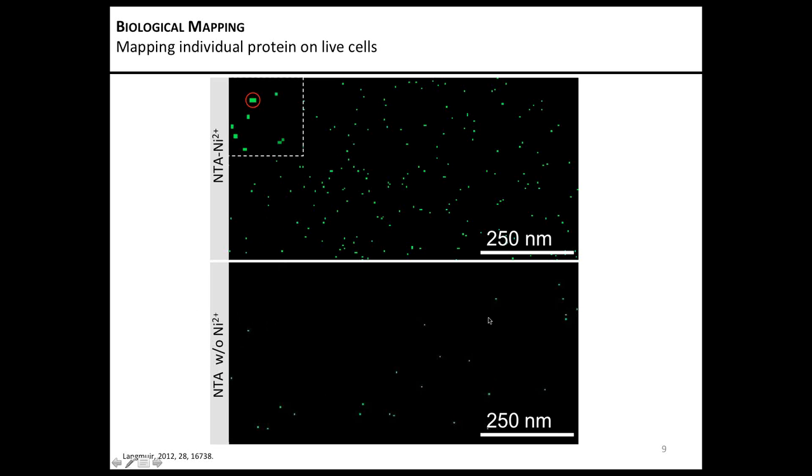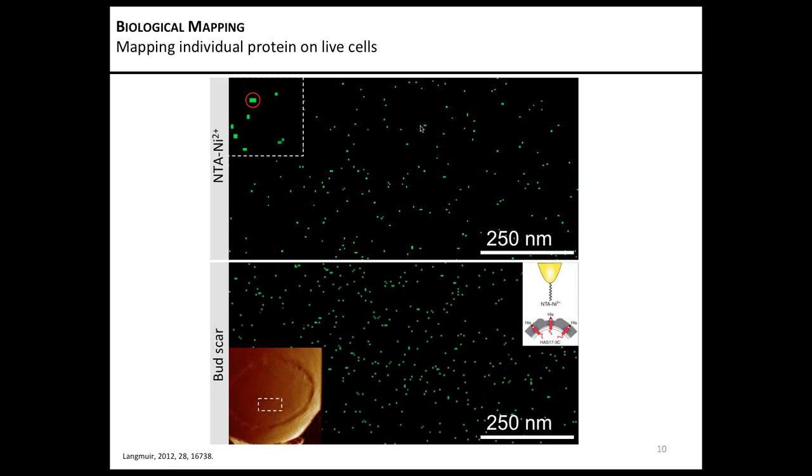And here we see that we have a large decrease of the interaction, which means that the interactions that we measure are specific. We also show that on the bud scar, where the cell wall is thinner, we have much more adhesion, which is due to the fact that the proteins are more accessible to the tip.